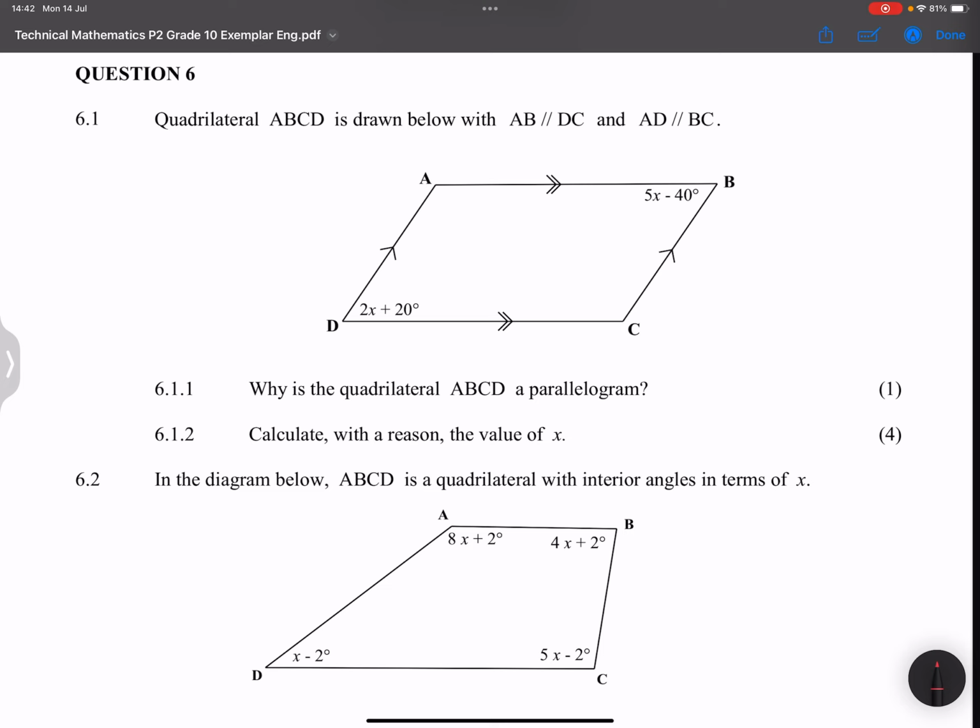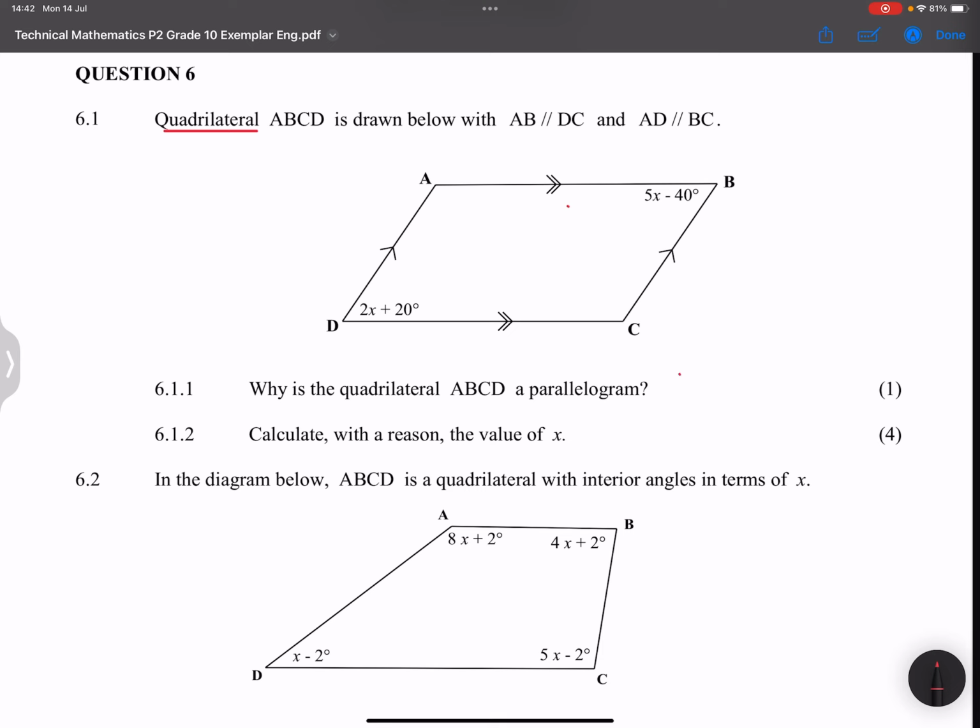All right, so let's get right into it. So 6.1, they say quadrilateral ABCD. Now remember, by virtue of it being a quadrilateral, it means it has four sides, but we don't necessarily know what type of quadrilateral it is, right? So they say it is drawn below with AB parallel to DC, all right? They've indicated it there, and AD parallel to BC. So automatically that means that is a parallelogram.